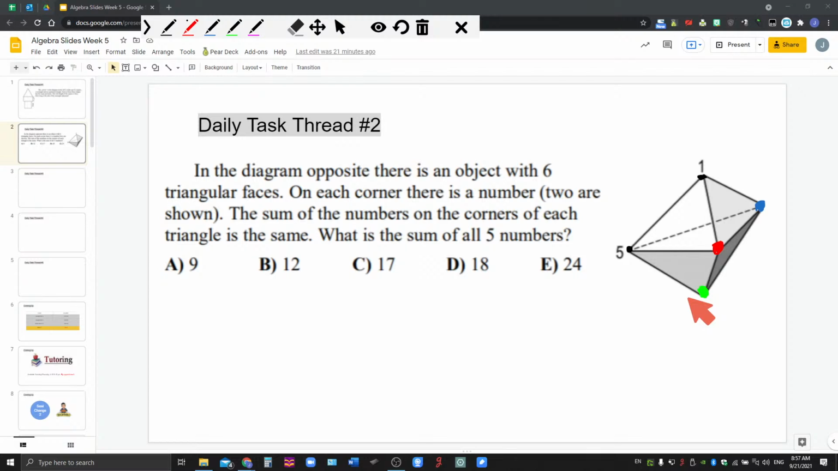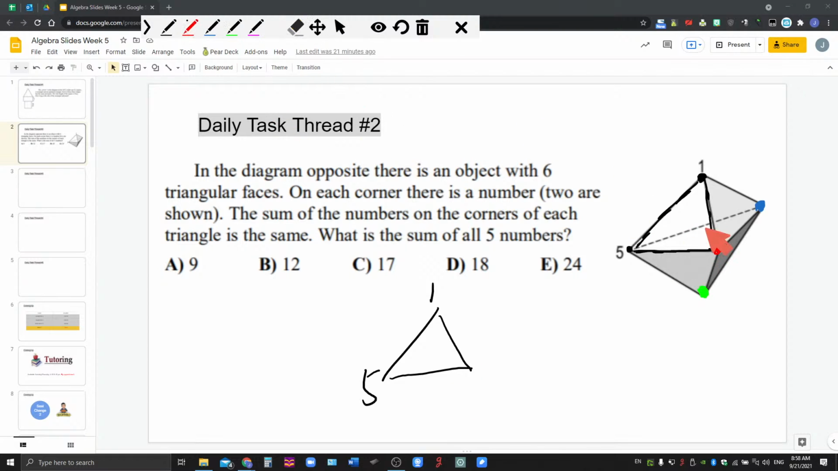The key here is you don't jump in and just try different combinations of numbers, because that will make it almost impossible for you to come up with all the combinations. To begin with, we should consider the relationship. So we have 2 known numbers and 3 unknown. And I want you to start considering this triangle, the one on the left, the one with 1, 5, and this red one.